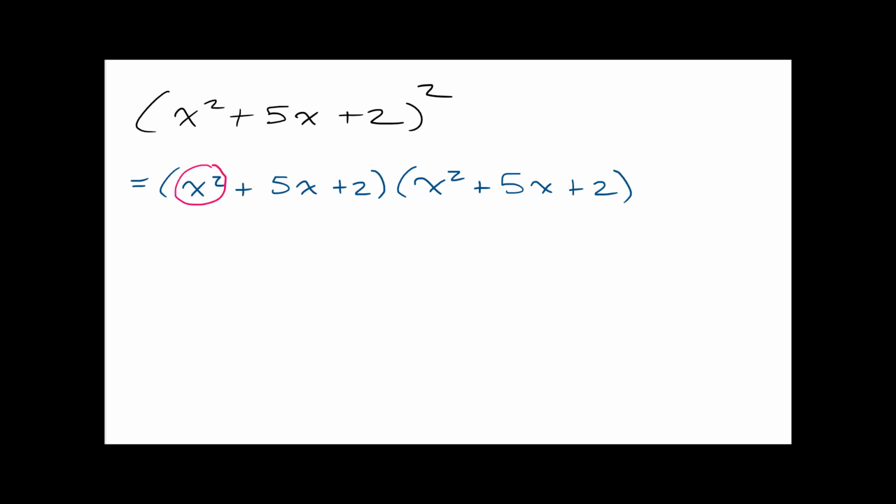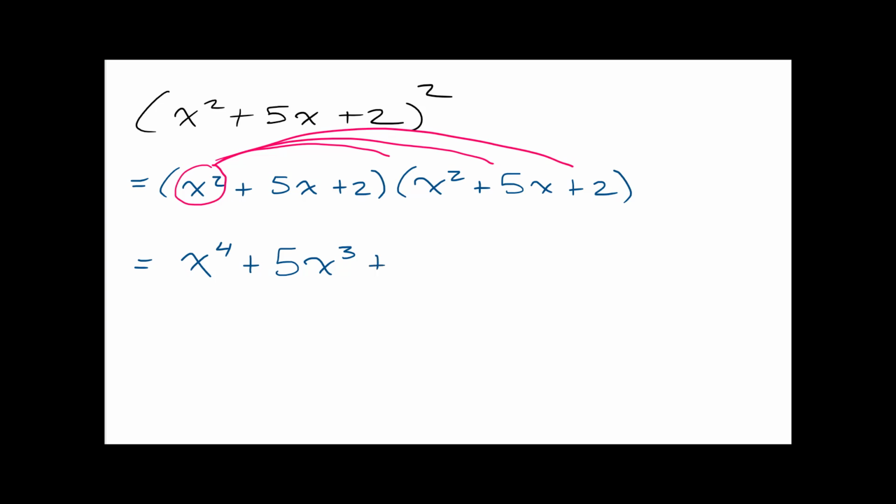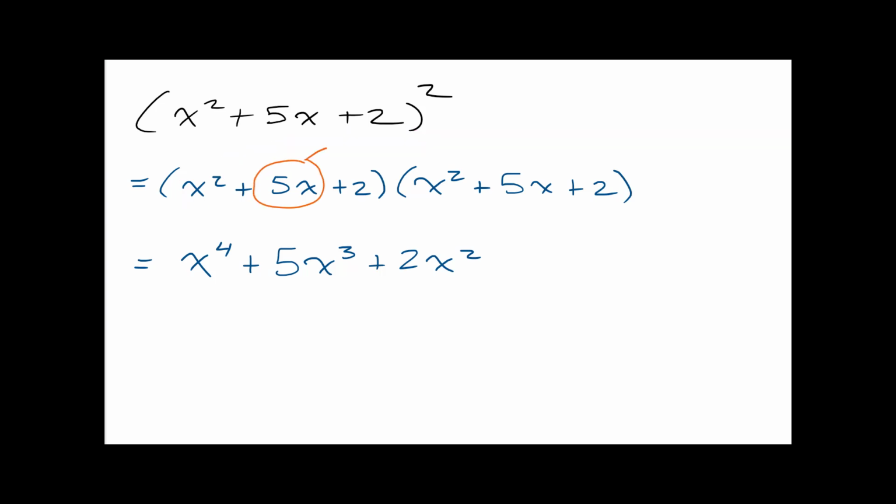So let's take the x squared and multiply it by 1, 2, 3 terms. Okay, so x squared times x squared, add the exponents, x to the 4. x squared times 5x gives me 5x cubed, and x squared times 2 gives me 2x squared. Now, let's go to the next. Let's take the 5x, positive 5x, and multiply it by each of the next 3 terms.